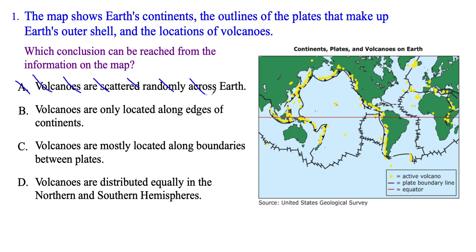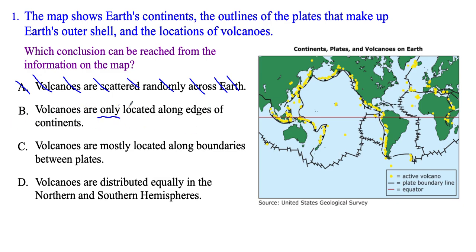Let's go to B. What do you think? Volcanoes are only located along edges of continents. Now, when I see extreme words like only, always, never, if I'm running out of time, I eliminate these answer choices. That's a good test-taking strategy if you're running out of time, because a lot of times when you see those extreme words, the answer is not correct. But let's go ahead and look at this anyway.